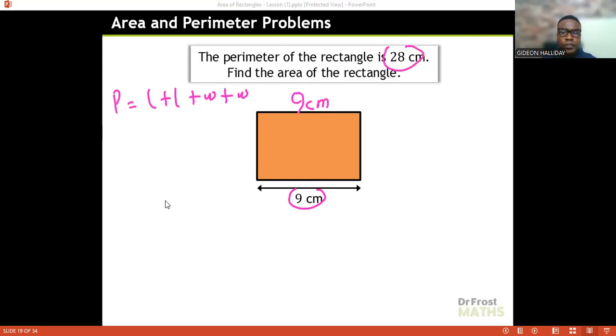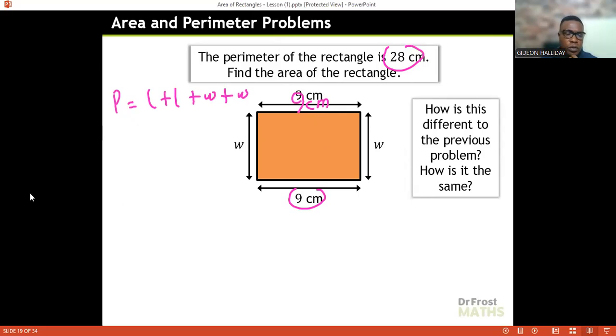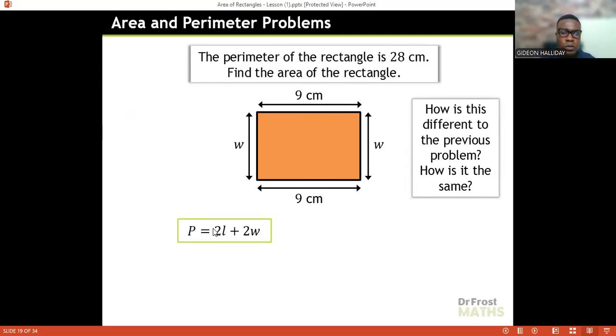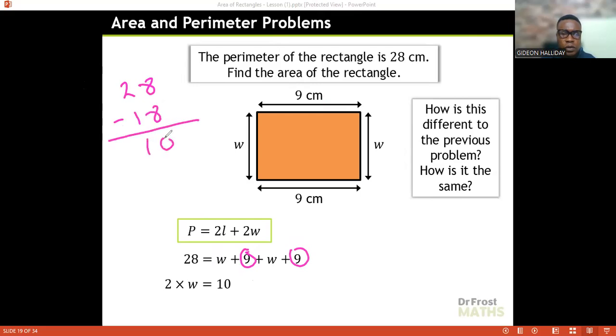All right. So look at a diagram now. See, 2 widths and 2 lengths, and the lengths are 9. So let's take away now. 28 equals width plus 9 plus width plus 9, right? So we take away 9 and 9, which equals 18. So we take away 18 from 28. 28 minus 18, and that's how we got 10.